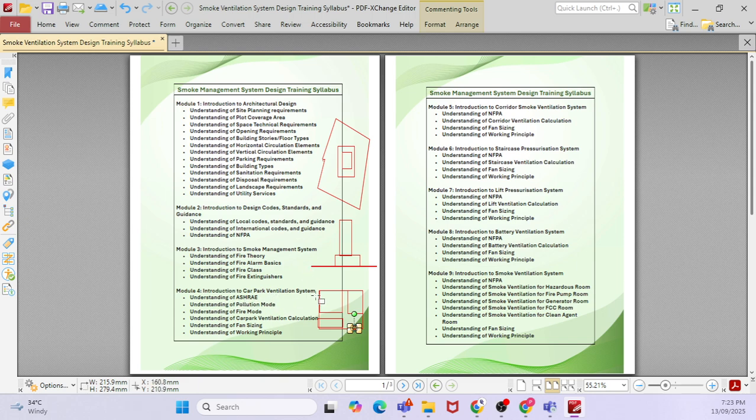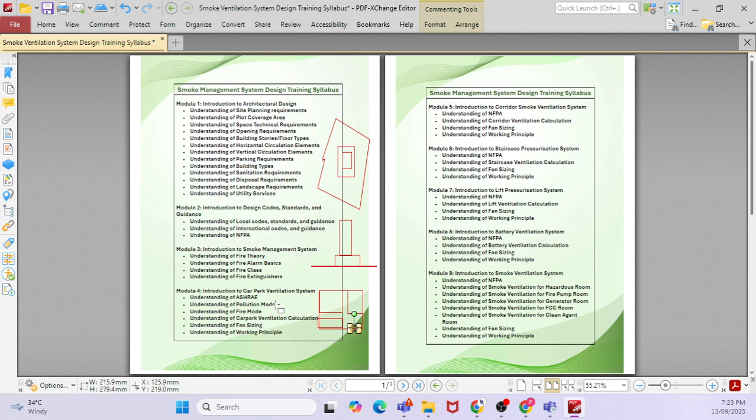Then after that, we will start with the introduction to the car park ventilation system. For the car park ventilation system, there is a requirement in ASHRAE, how to design the car park ventilation system as per ASHRAE. In that ASHRAE there is a pollution mode, and for the pollution mode, there is a calculation of how to calculate the fan capacity.